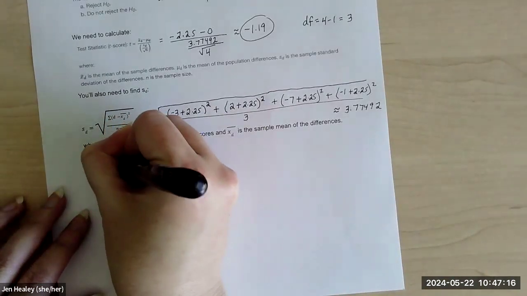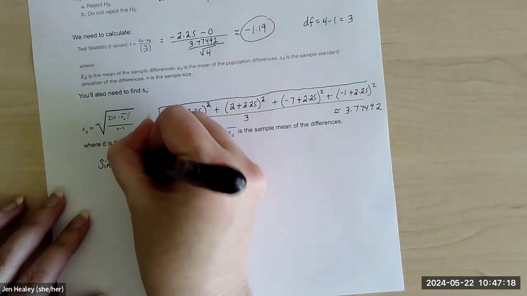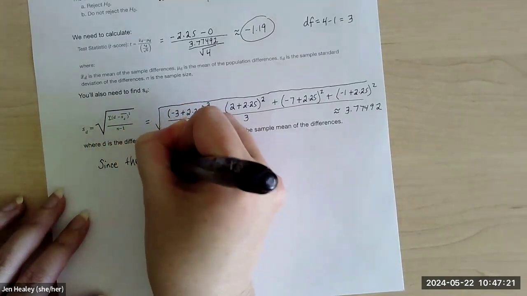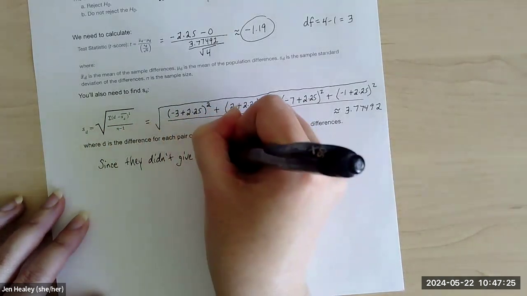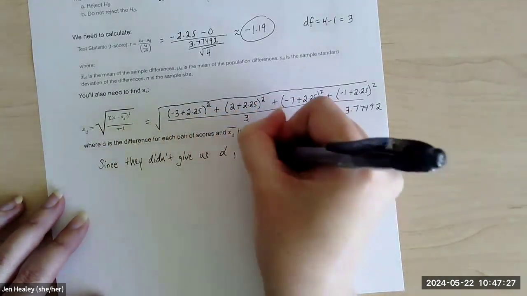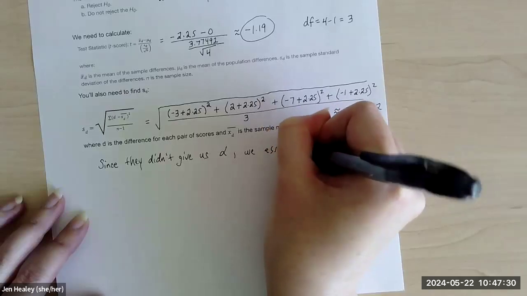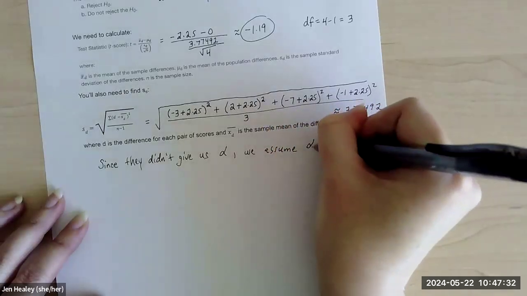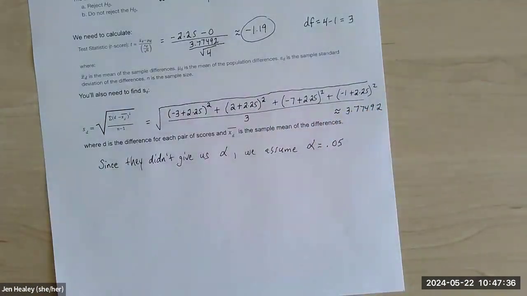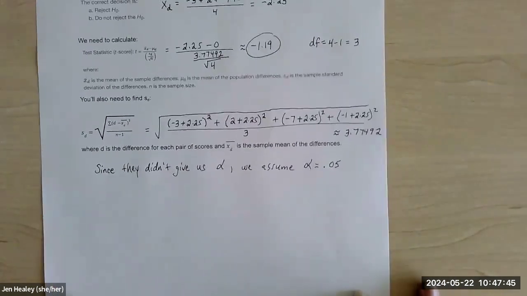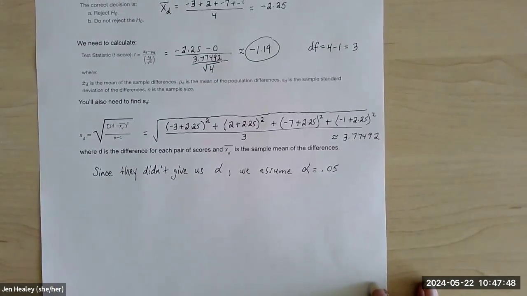Rule of thumb is, since they didn't give us alpha, we assume alpha is 0.05. That's just an assumption that we make if they don't say. So that's the same as the 95% confidence level alpha. That's usually the standard. They didn't tell us, so we're going to assume 0.05.